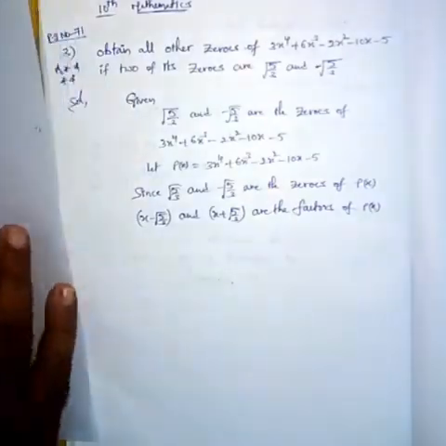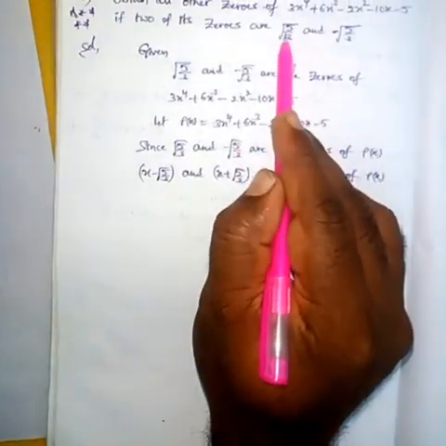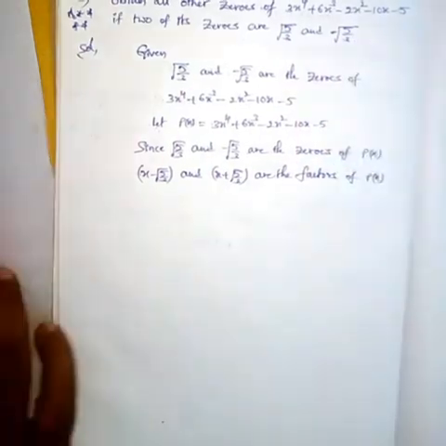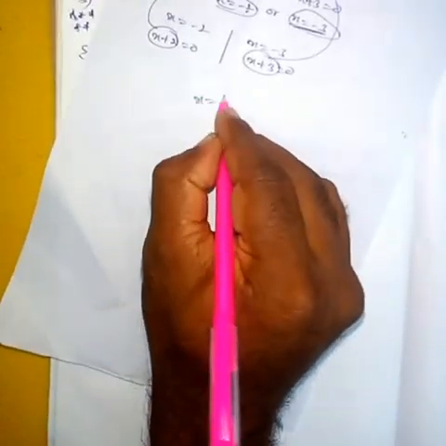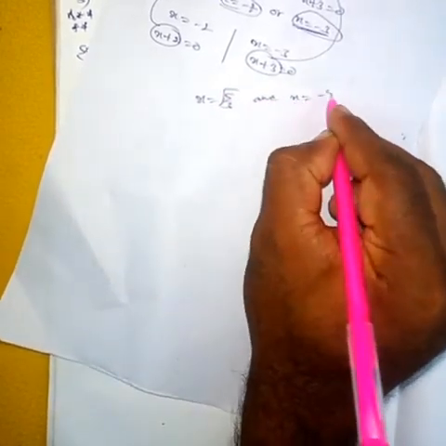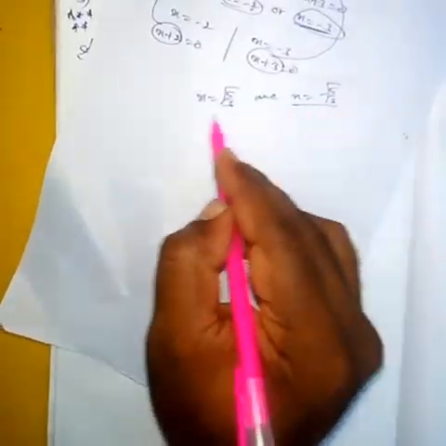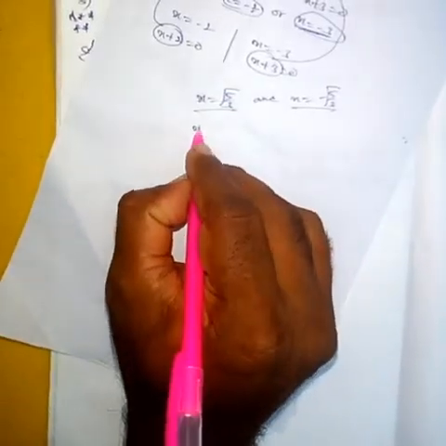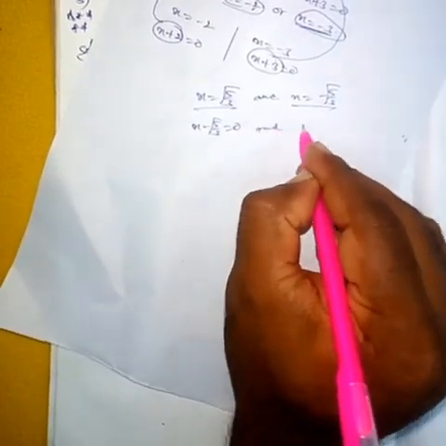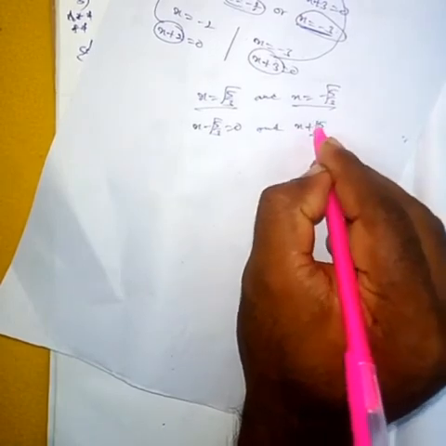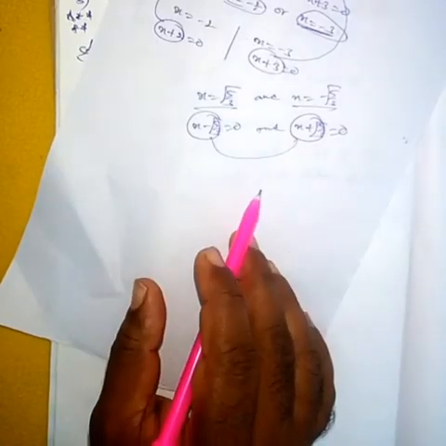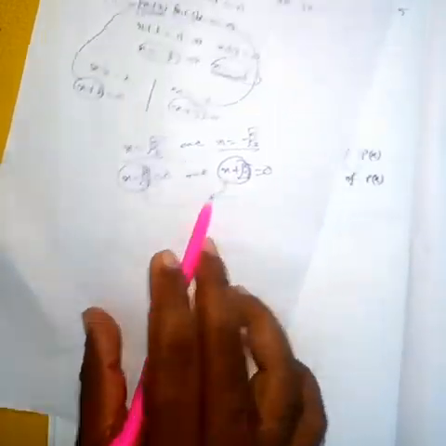Here two zeros are root 5 by 3 and minus root 5 by 3. That means x equal to root 5 by 3 and x equal to minus root 5 by 3. From this you can get the factors: if you transpose this, x minus root 5 by 3 equal to 0, and if you transpose this, x plus root 5 by 3 equal to 0. So this is a factor and this is also one of the factors. In this way we can get the factors from the zeros.